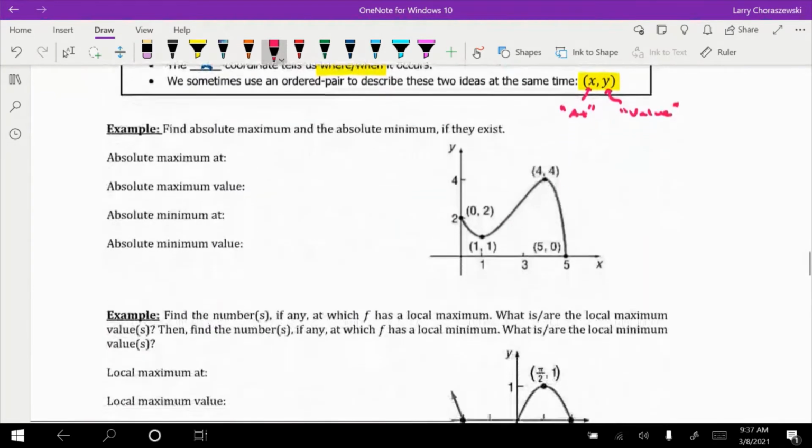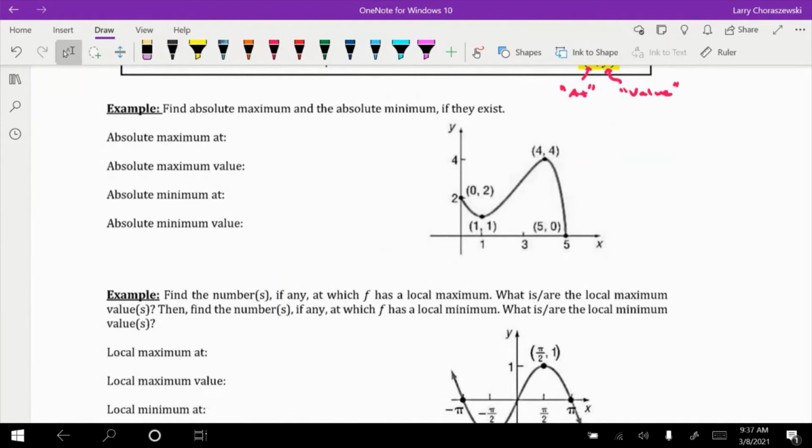So let's tie all this in together with a couple of graphs. Our first example wants us to find the absolute maximum and the absolute minimum if they exist. And here we have a graph of a function. It starts at (0, 2) and ends at (5, 0). Now, they want us to find the absolute of each of these. So we're looking for the highest point on the graph, and we're also looking for the lowest point on the graph. Anybody want to help me out with letting me know what the highest point on this graph is?